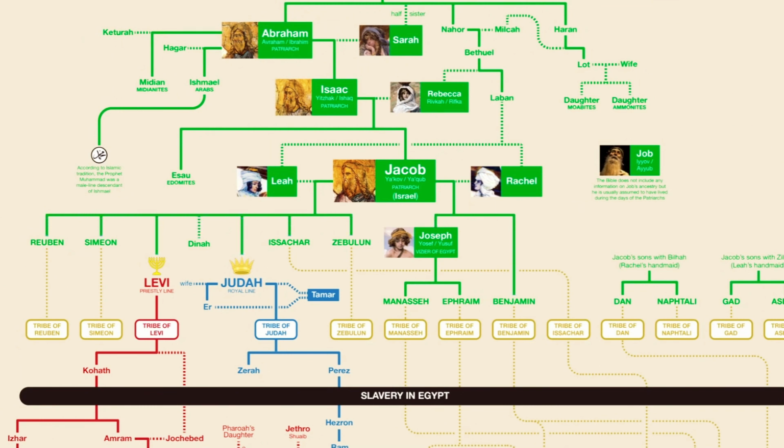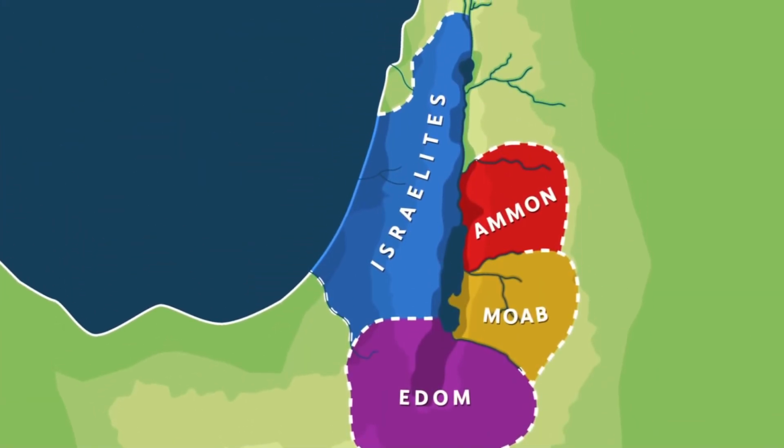But before we move on, let's quickly look at a map of the biblical land of Israel. To the east, in what is today Jordan, there were 3 nations that were on and off enemies of the Israelites: Ammon, Moab, and Edom. Well, according to the Bible, these 3 nations were actually relatives of the Israelites. Which makes sense. The Moabites and Ammonites were the descendants of Abraham's nephew Lot, and the Edomites were the descendants of Jacob's older brother Esau.